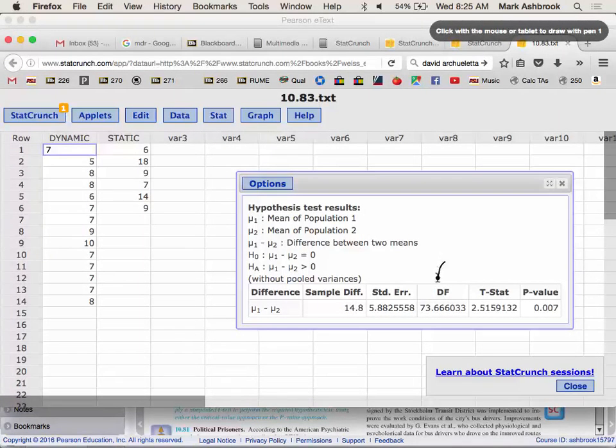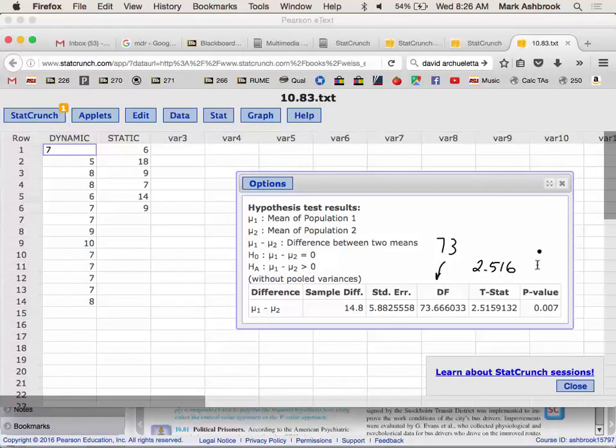So what are we going to use for the table? Use 73 degrees of freedom. Our T-stat is 2.516. So for 73 degrees of freedom, what is our alpha? 0.01. Are we going to divide by 2? No, it's a right-tail test, so we're just going to go to 0.01. And what is T for 0.01 with 73 degrees of freedom?